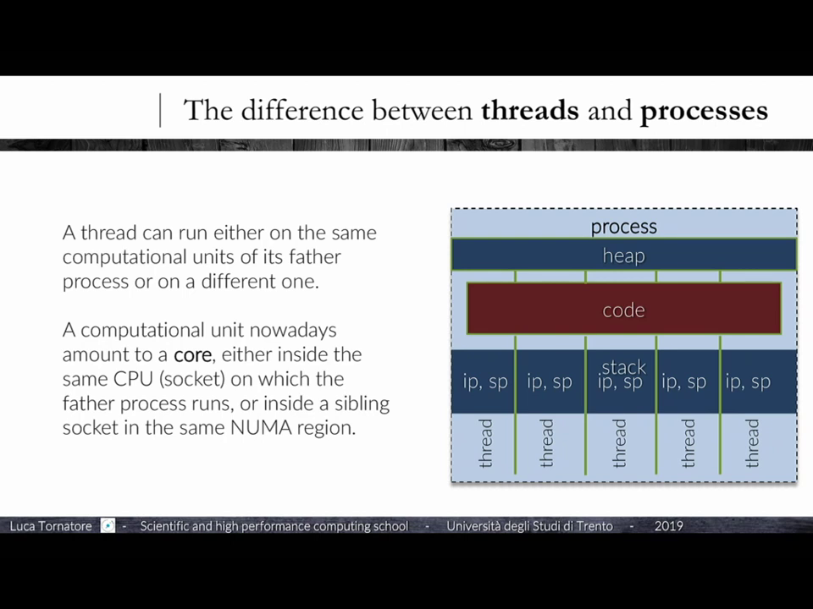So the board, basically. On your board, how many sockets do you have on a node? You have 4 sockets. Inside each, I don't remember how many cores. 18 cores. So you can have a process that spawns threads, and you can tell the process to spawn threads either inside the same socket or on the other sockets. So you can spawn 4 threads, 1 for each socket. You can do that.